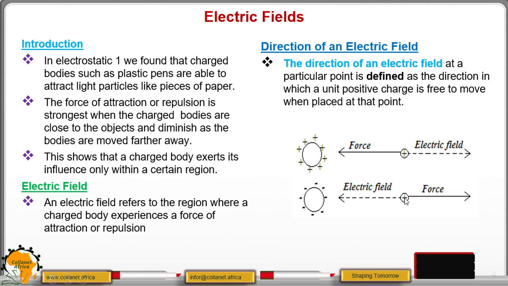Then you have the positive body here. This is positive. So if it is placed here, it will move towards this direction because it will be attracted by the negative. So this is now the direction of the electric field. And this is the direction of the electric field. In other words, we always say that the direction of the electric field is always from the positively charged particle towards the negatively charged particle, as we are going to see when we talk of electric field patterns.